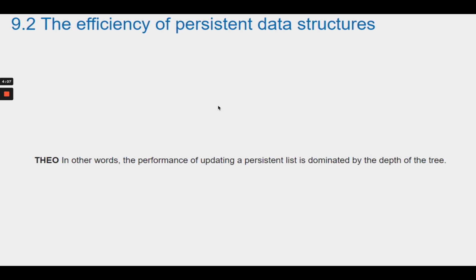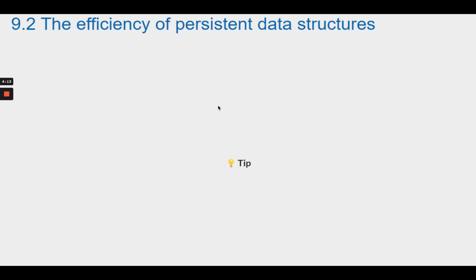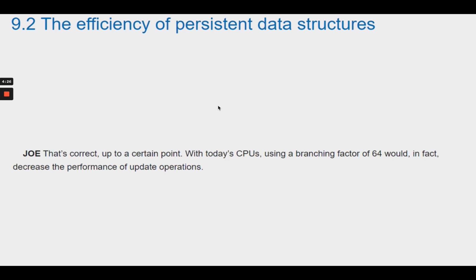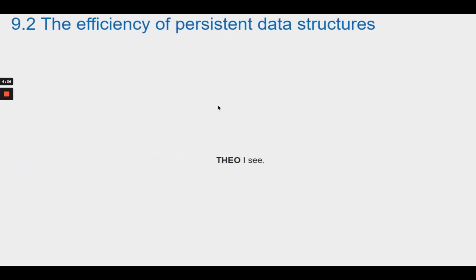Theo: In other words, the performance of updating a persistent list is dominated by the depth of the tree. Tip: In modern CPU architectures, the performance of updating a persistent list is dominated much more by the depth of the tree than by the number of nodes at each level of the tree. Joe: That's correct, up to a certain point. With today's CPUs, using a branching factor of 64 would, in fact, decrease the performance of update operations.